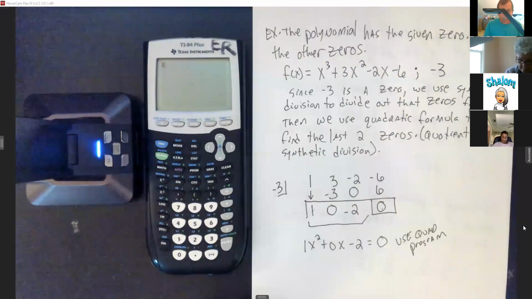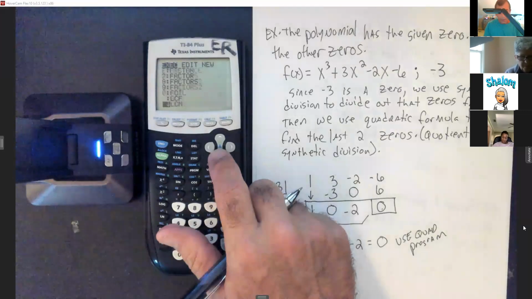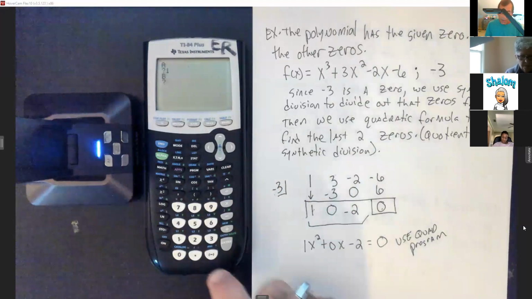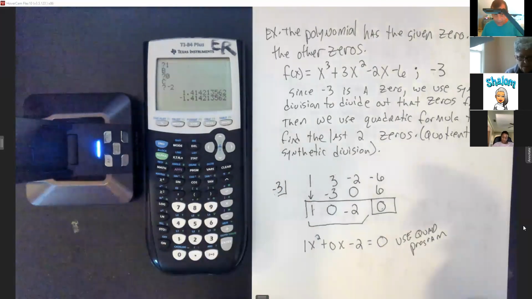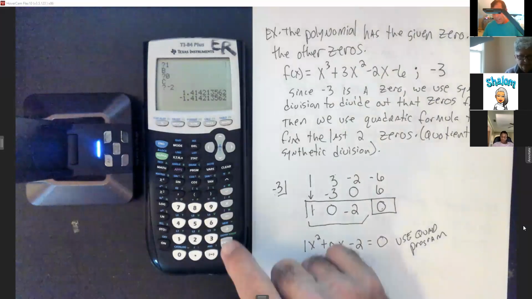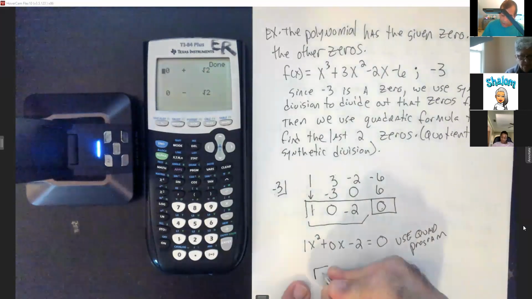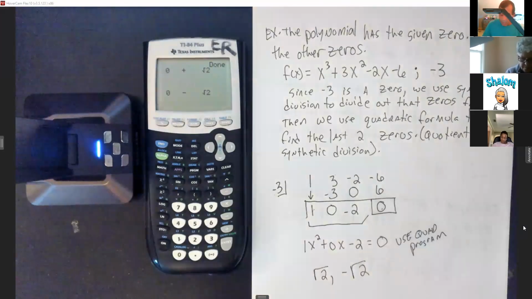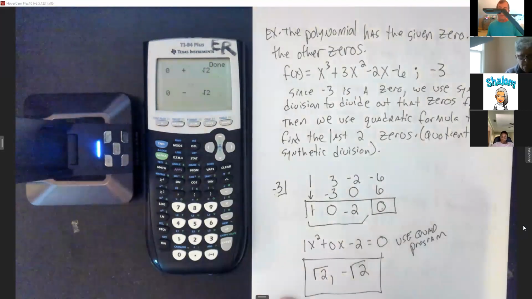So you would go to program, go down to quad, hit enter, and then you just put in the 1 for the A, a 0 for the B, a -2 for your C, hit enter. Now remember, I don't want decimals, so I hit enter one more time, and I get 0 plus square root of 2, 0 minus square root of 2, which means I get a square root of 2 and a negative square root of 2. So what the answer is wanting would be these two zeros that you get from the quadratic formula.